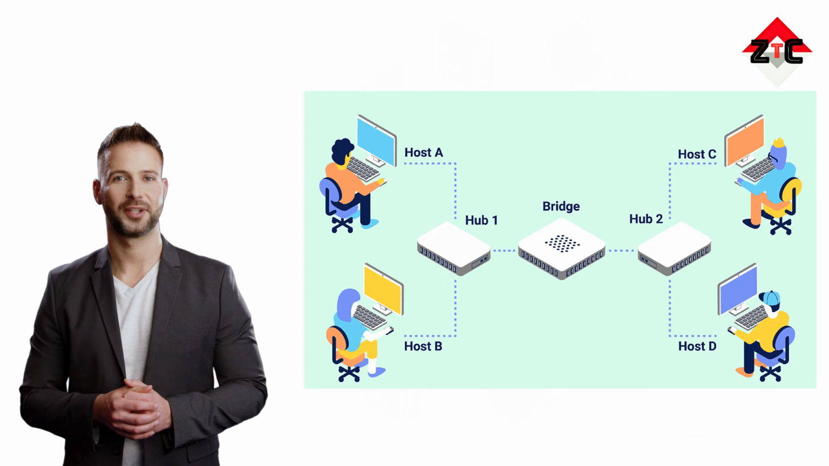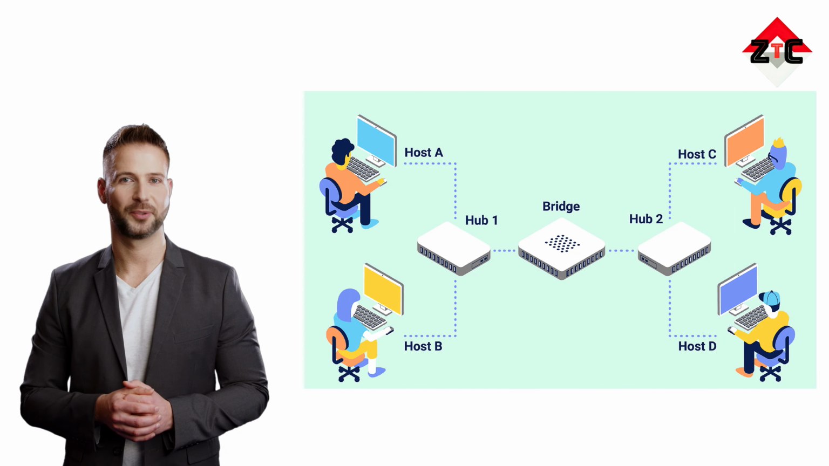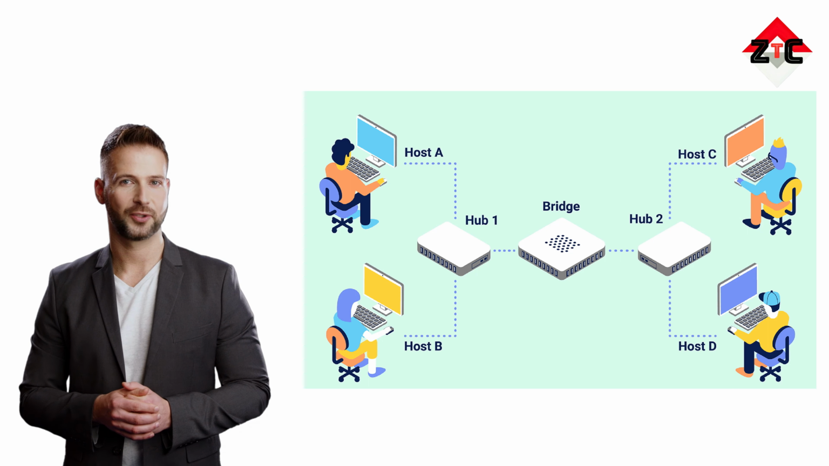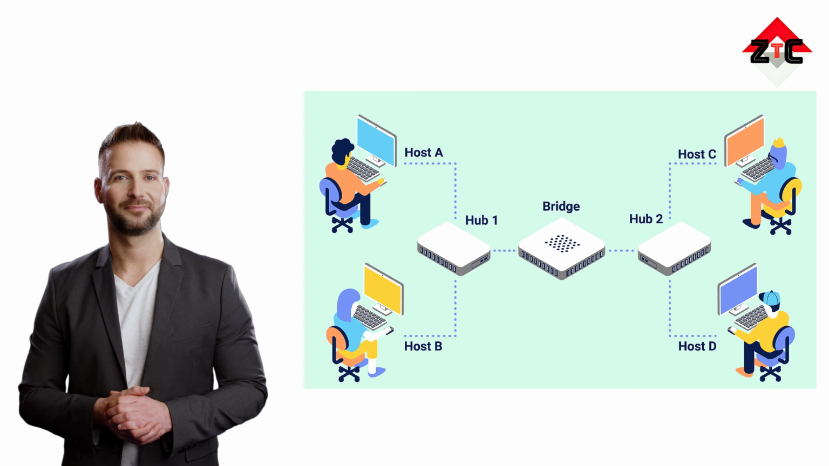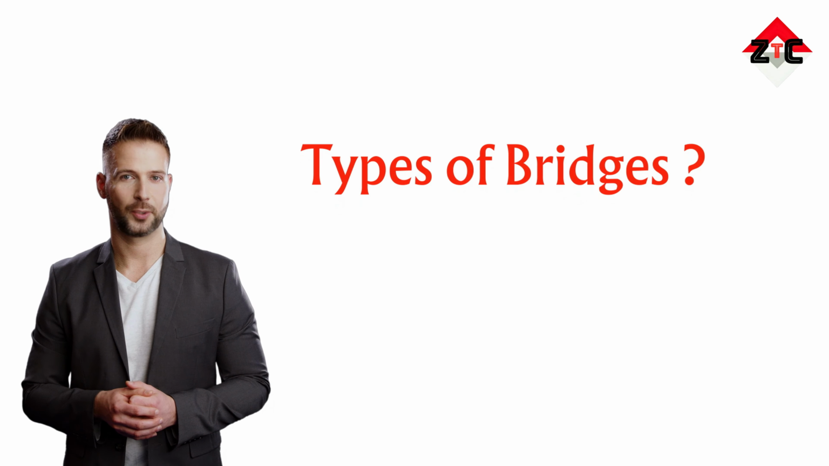The mechanism of network aggregation is known as bridging. The bridge is a physical or hardware device, but operates at the OSI model's data link layer and is also known as a layer two switch. Types of bridges. There are three types of bridges in computer networks, which are as follows.